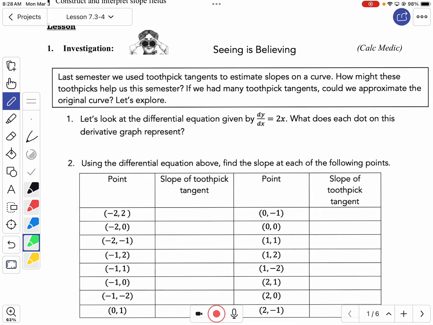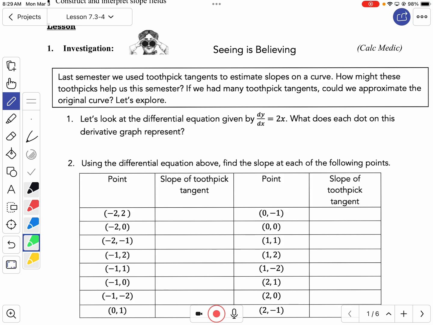If you remember, we did toothpick tangents to estimate slopes on a curve last semester, where we took the toothpicks and we laid them down. How might they help us this semester? If we had many toothpick tangents, could we approximate the original curve? So we're going to explore.